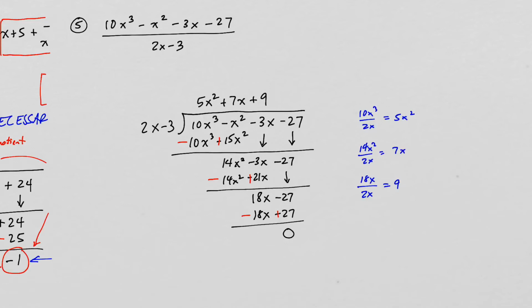And so our remainder is 0, which means our answer is just this, right? Because there is no remainder. And so the answer is 5x squared plus 7x plus 9.